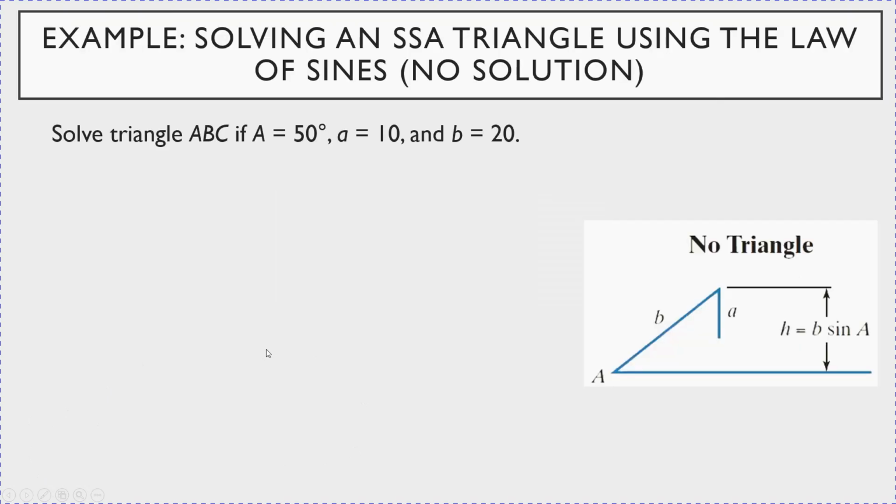All right, so here'll be the first one. This is going to be an example of how you can recognize when you have no triangle. All right, so if you have triangle ABC, if A is equal to 50 degrees and a is equal to 10 and b is equal to 20, let's start off by finding angle B. All right, so down here.